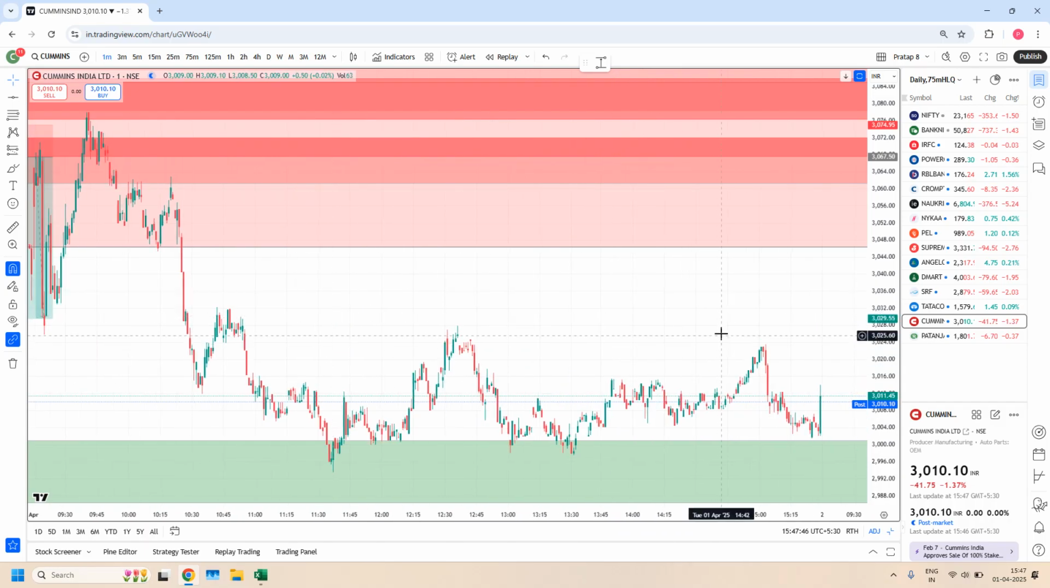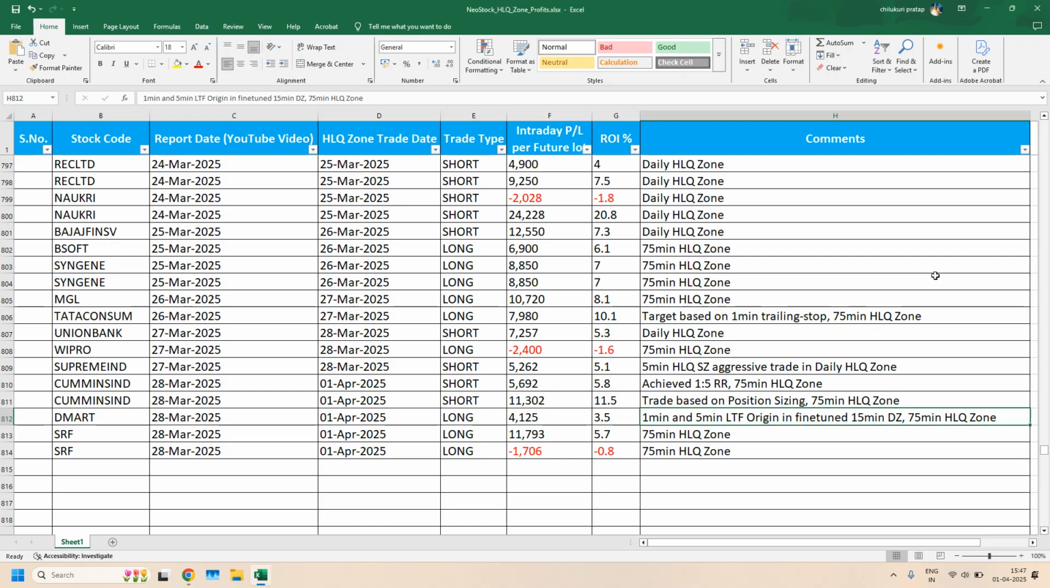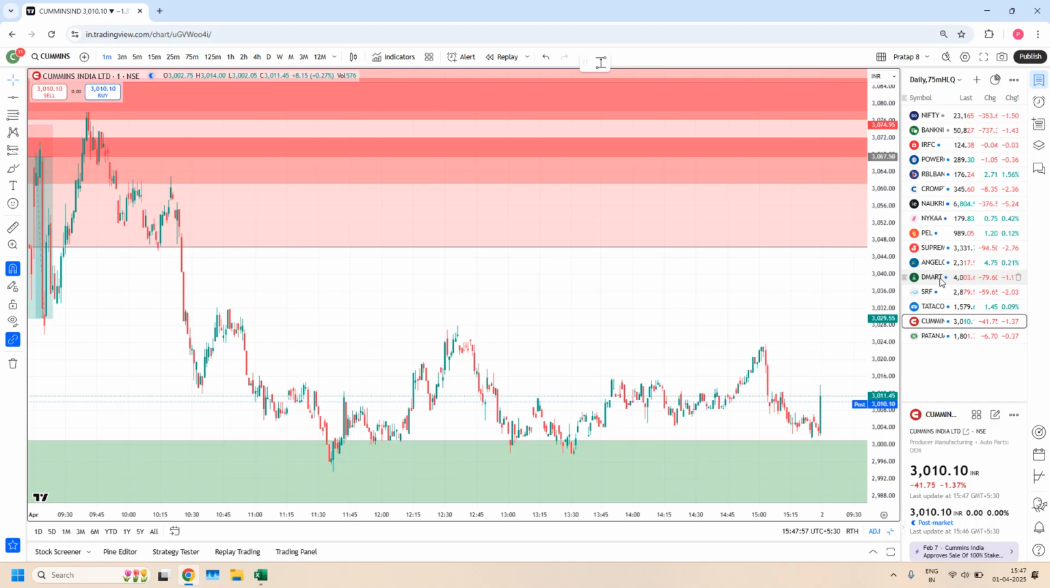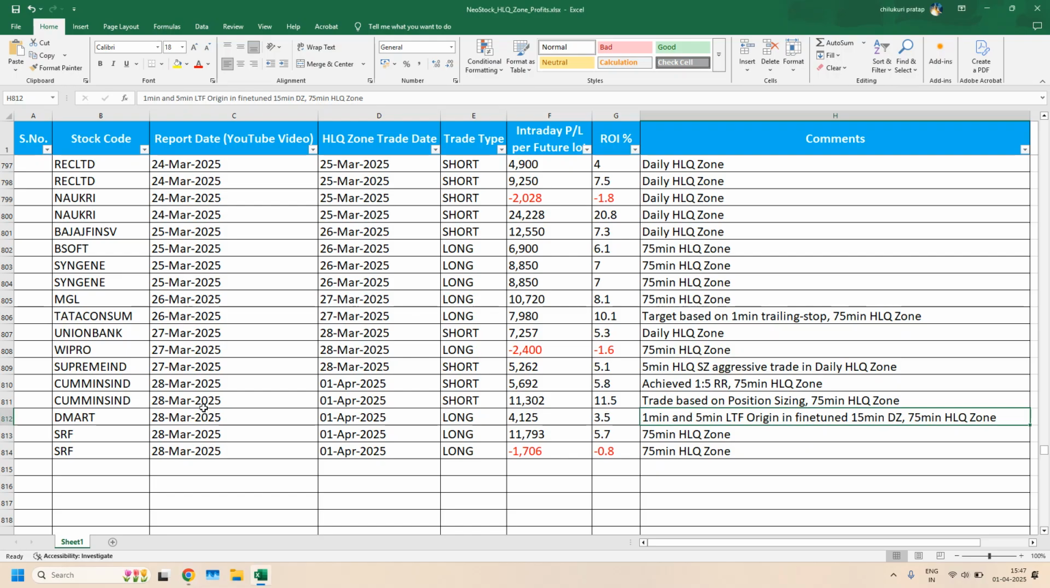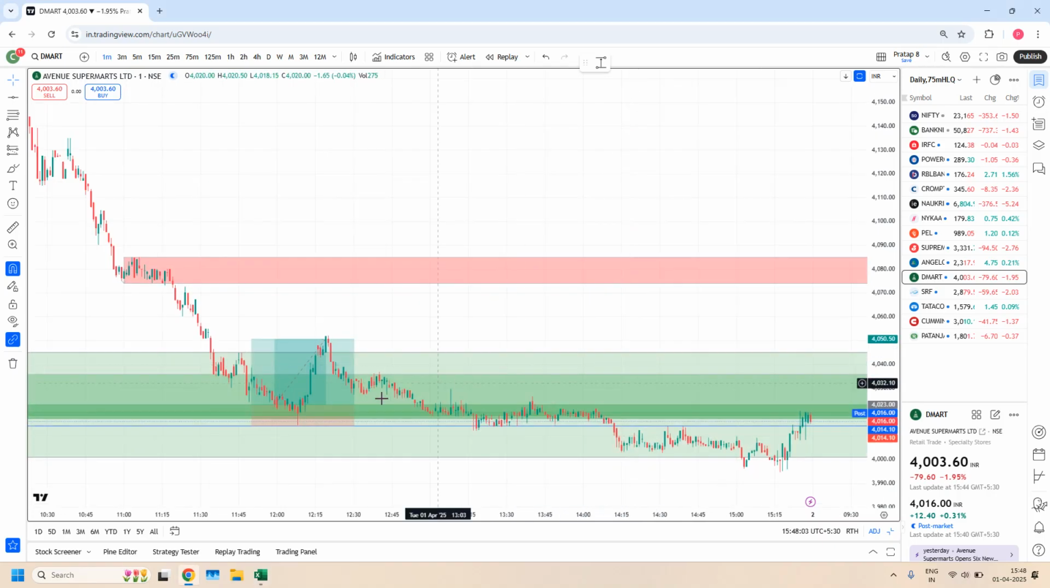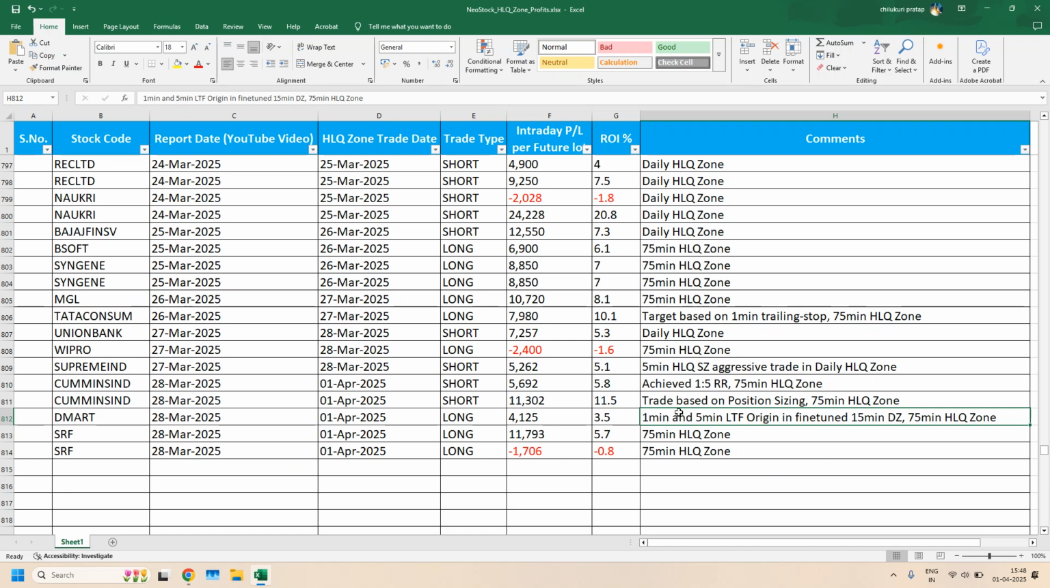Okay. So this is about DMAT that gave you 3.5% ROI as per one futures margin cost, that is up to 1:3 RR.